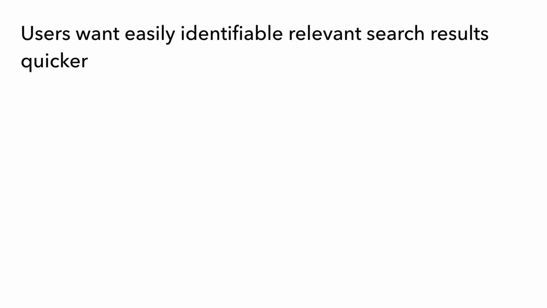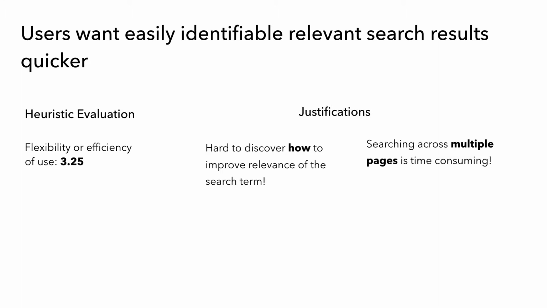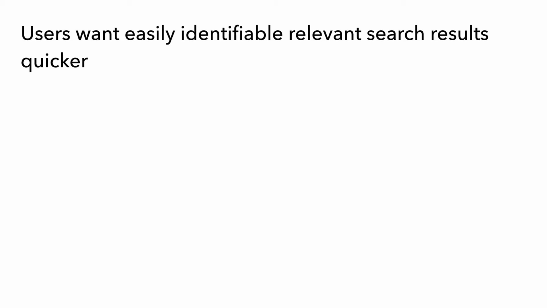Our group rated the flexibility and efficiency of use heuristic with an average of 3.25. Searching across multiple pages to find relevant information and experimenting with filters and different search terms is time consuming. Although the system does allow efficient searches using hotkeys, there is little information available to the user on how these hotkeys can be used. Here's an example of a misunderstood search term.